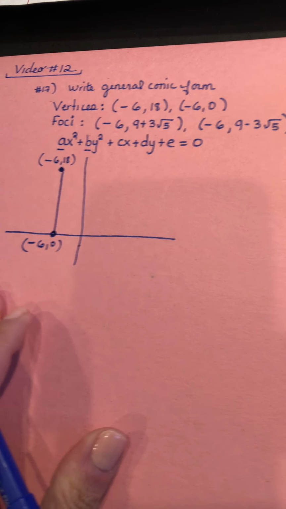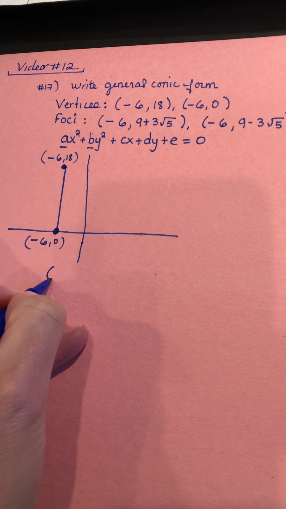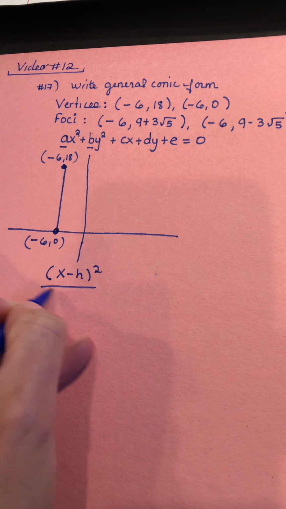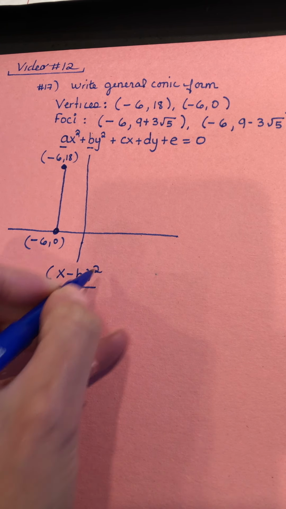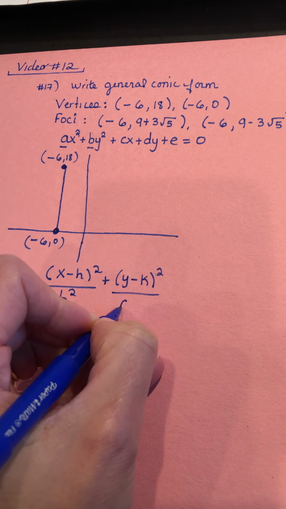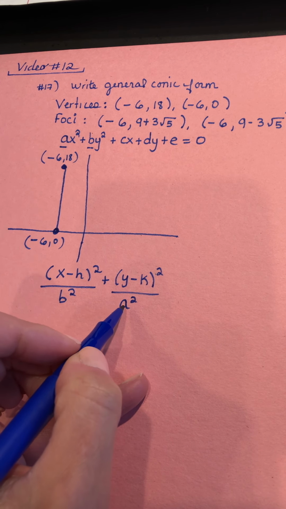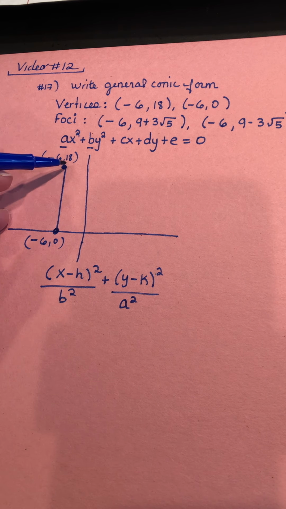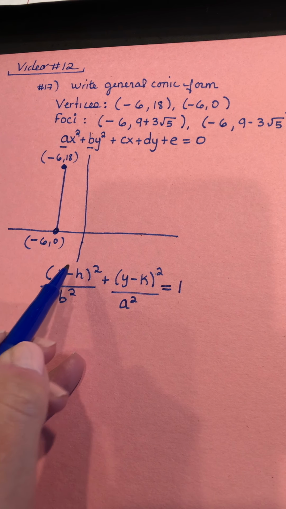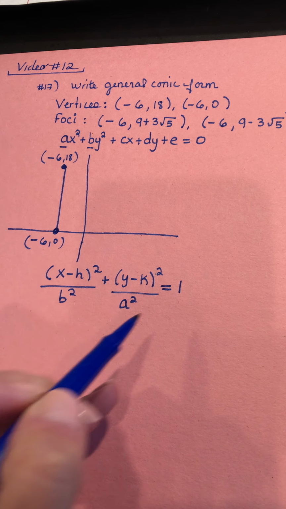And why do I care about that? Well, I care about the fact that it's vertical because that would mean my standard form would be x minus h squared over b squared, plus y minus k quantity squared over a squared. Remember, a squared always goes under the major axis, and in this case, because this is a vertical ellipse, the y-axis is major, so equals 1. So what we want to do is fill in h, k, b squared, a squared, and then we'll multiply this out.